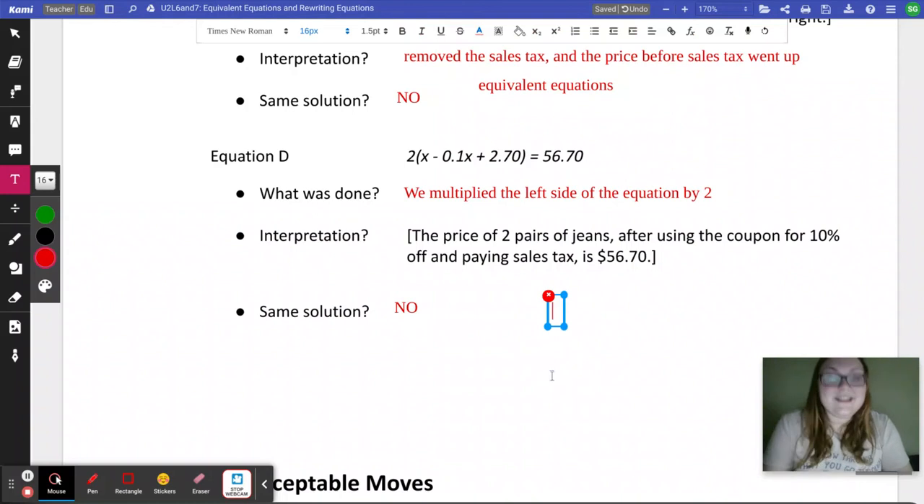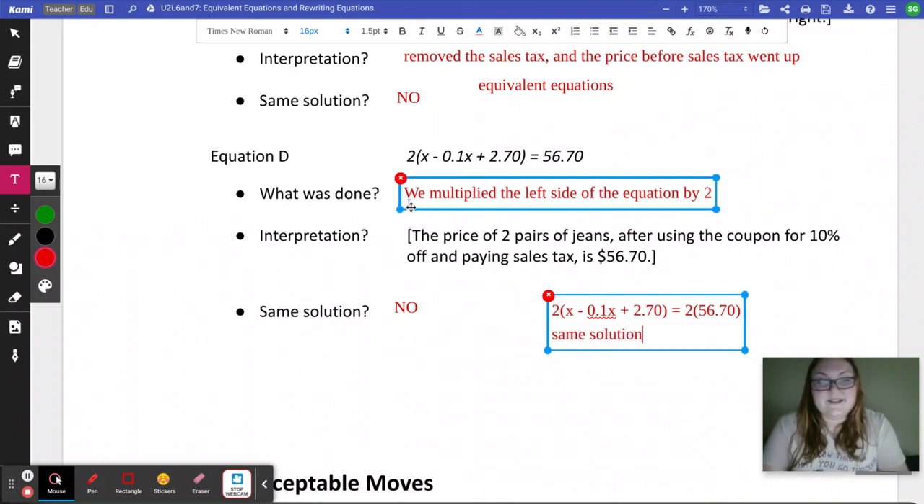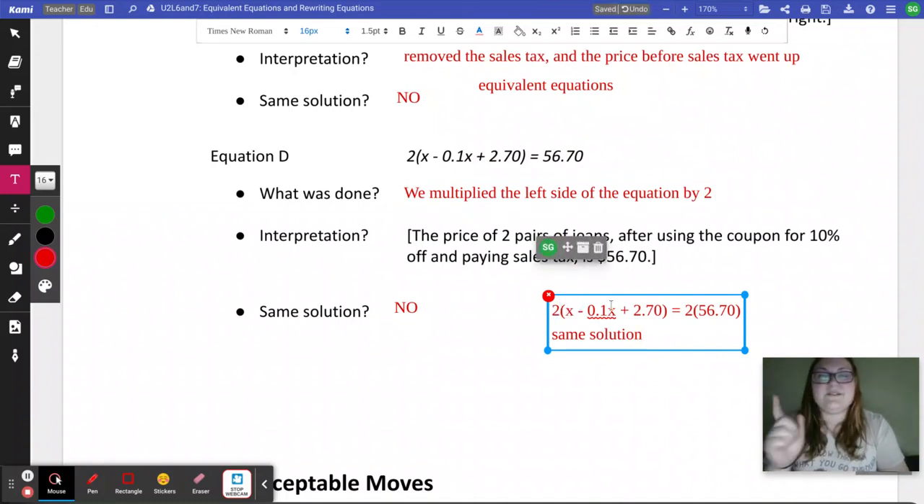Well, if I did want to get two pairs of jeans and I wanted to keep these equations equivalent, you can't just multiply one side of your equation. You also have to multiply the other side. Something like this would still have the same solution as the first one because we're doubling the price of the jeans he bought, we're doubling the discount, we're doubling the sales tax, and we are doubling that final amount of money he would have to pay. They would have the same solution, and they would be equivalent equations there.